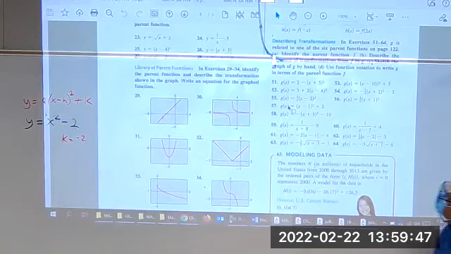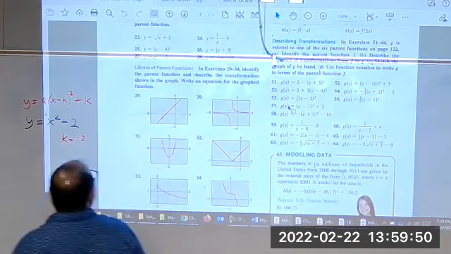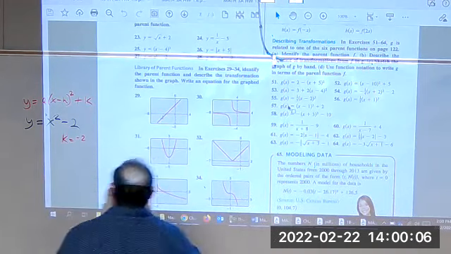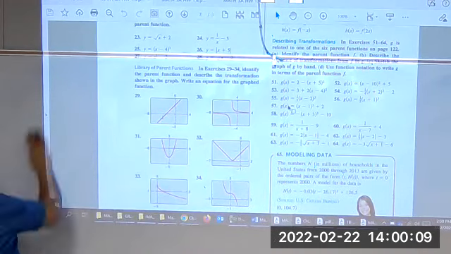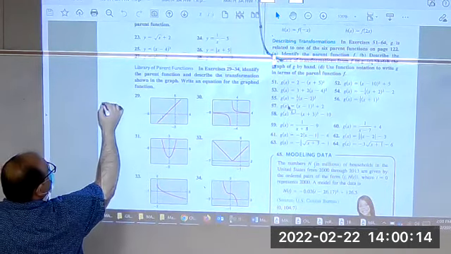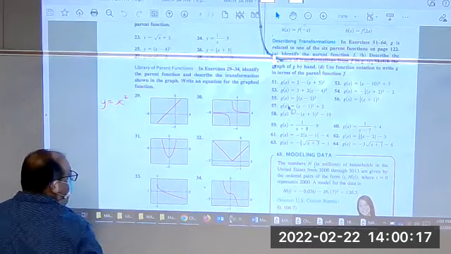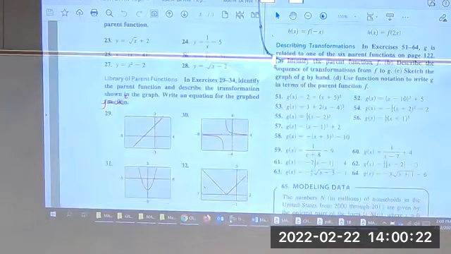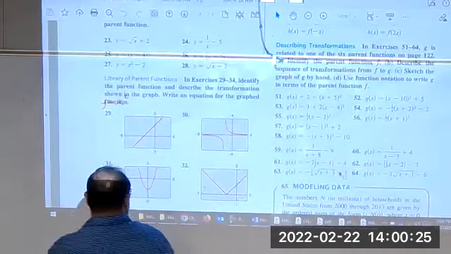So identify the parent function, describe the transformation shown in the graph, write an equation for the graph function. So you tell me 31 or 33, which one? 31. So the parent function is who? X squared, because it's a parabola. So the parent function is y equals just x squared. And then it's been dropped down.